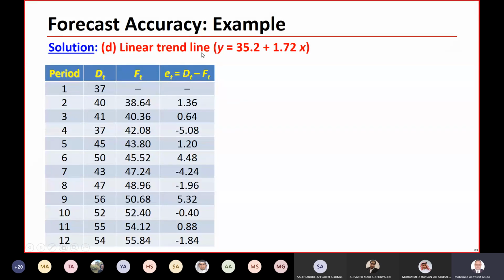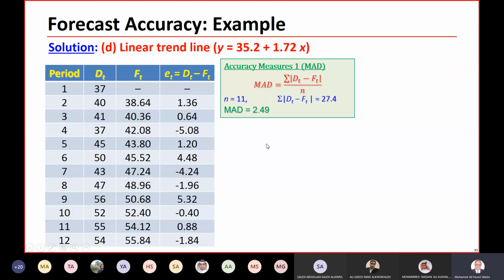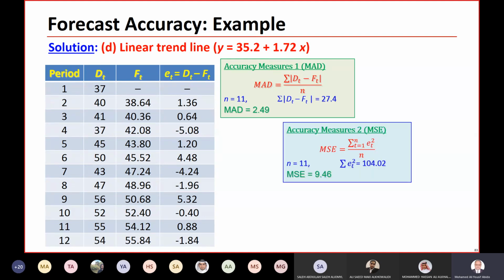For the linear trend line, we already solved it before. So it comes to y equal to 35.2 plus 1.72 t. Based on this, we can get the forecast. This is the forecast, and this is the error. And then you can apply the first measure, 2.49. Oh, this one is much better than the three methods discussed earlier. So that means the linear trend line is better than the others.